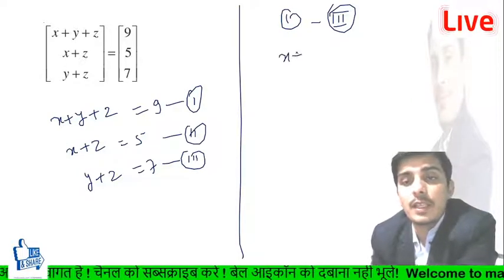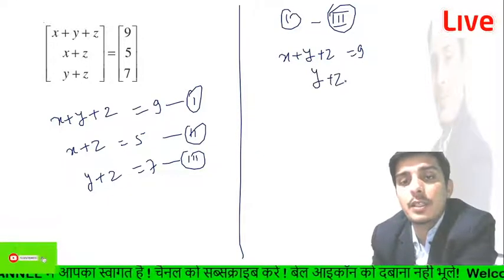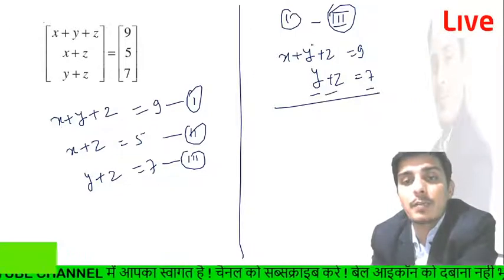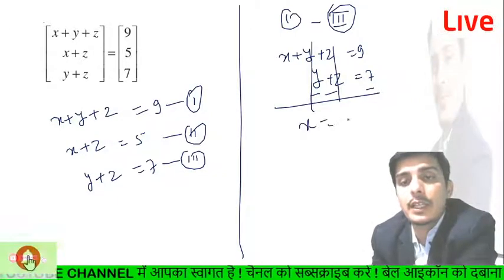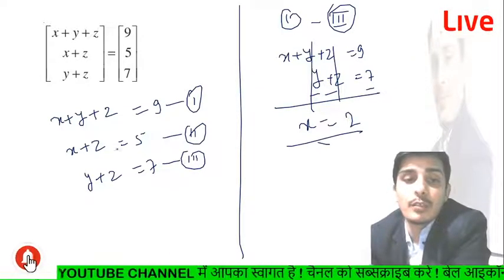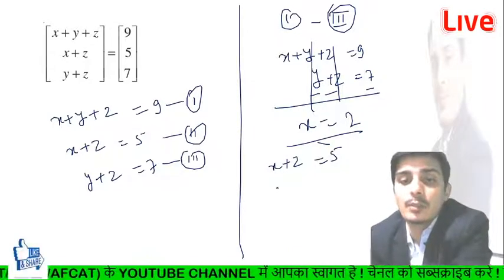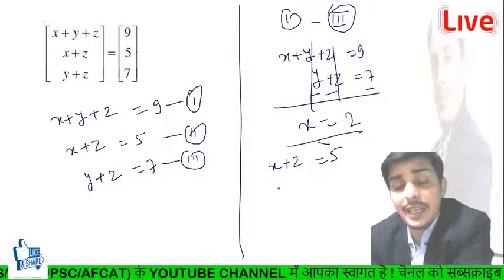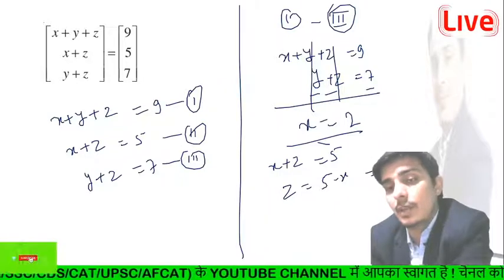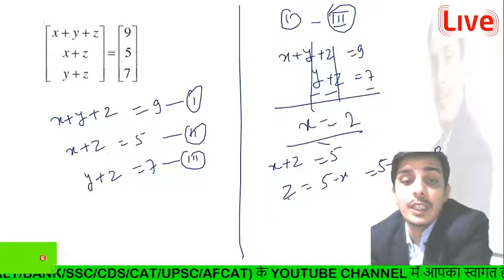So we can write x plus y plus z is equal to 9, and y plus z is equal to 7, and after subtracting, the minus signs cancel, and we can write x equal to 2. So one value we get. After putting the value x equal to 2 in x plus z is equal to 5, we can write 5 minus 2 is equal to 3. So 3 will be the value of z guys.